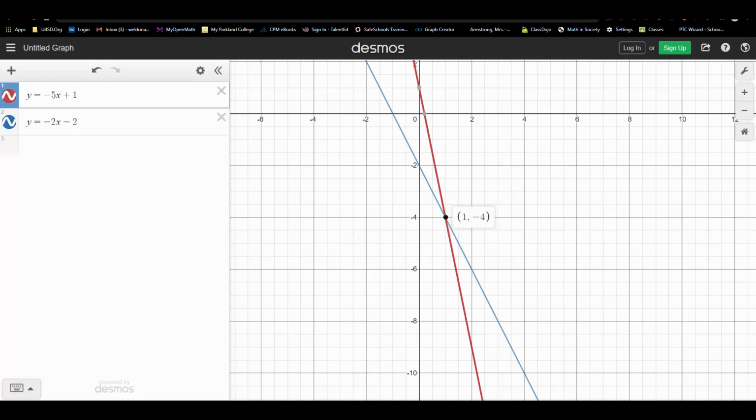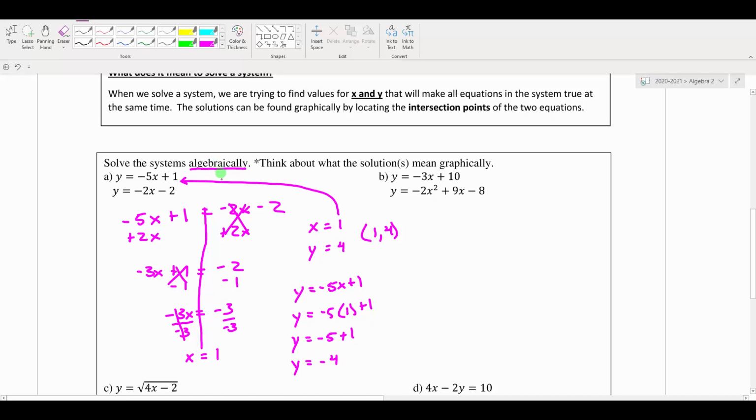But just make sure you pay attention to the directions. If they ask you to do it algebraically, I need to see all this stuff. If they ask you to do it graphically, that's me being nice to you and hoping like, hey, do you remember what to look at in the graph? All right. So let's try another one. We'll make it a little bit more complicated this time. We have a quadratic and a linear in this one.